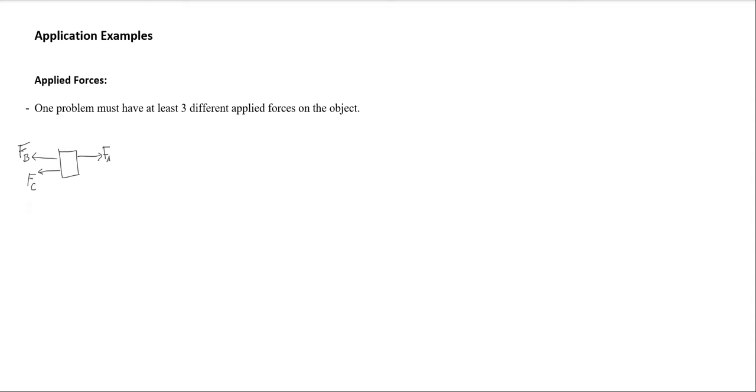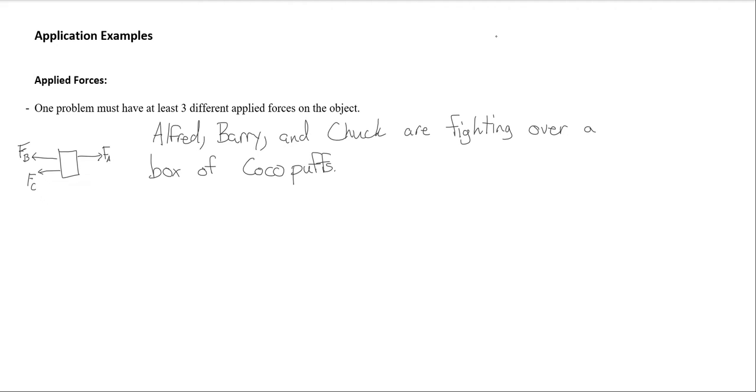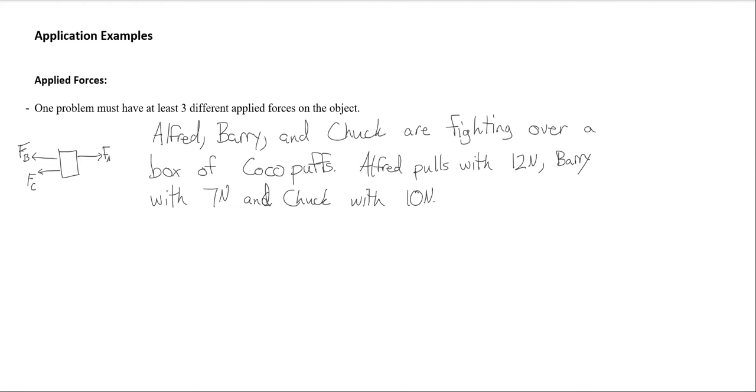Now I can go ahead and expand upon that. Let's go ahead and begin writing this out. Cocoa Puffs, for those who don't know, are a breakfast cereal. So now that I've established the situation, all I need to do is provide some values. These values are just things that I randomly thought up. 12, 7, 10.